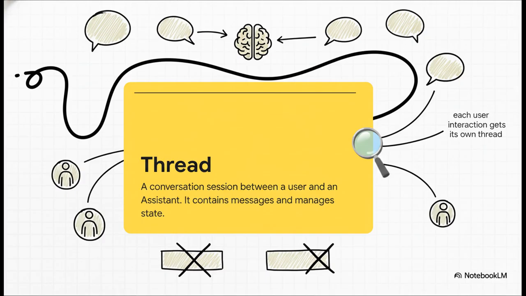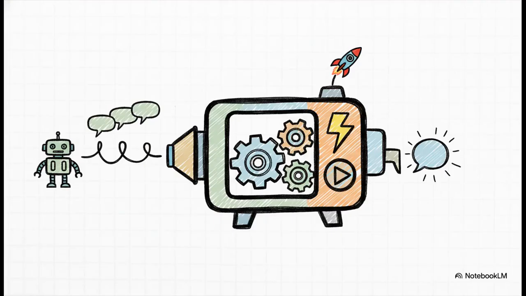And what's really important is that you create one thread for each conversation, so everything stays nice and separate. And finally, we have the run. This is what actually makes the magic happen. I mean, the assistant and the thread are just the setup, right? The run is the action.